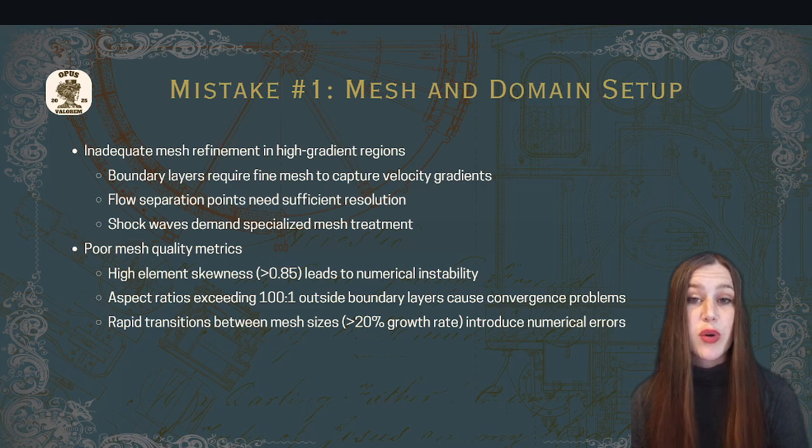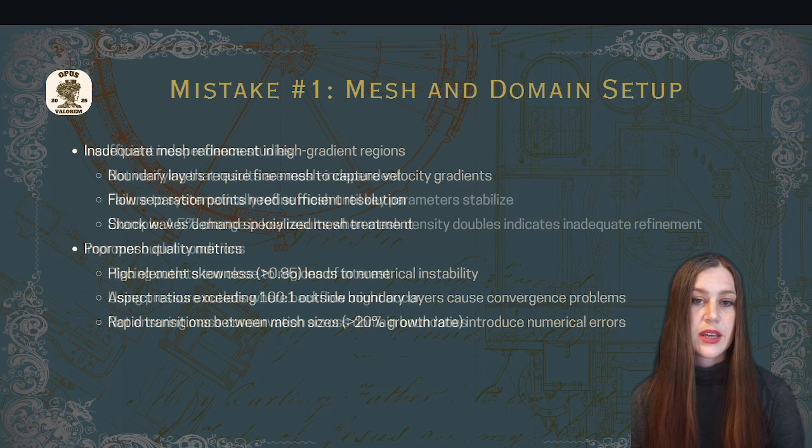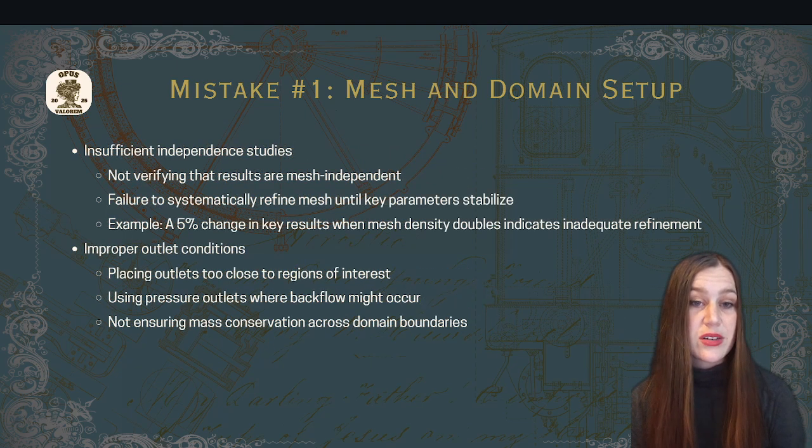Your mesh might have poor quality metrics with high element skewness. Large aspect ratios and rapid transition in mesh sizing can cause numerical instability. You might not verify that the results are mesh independent, where the key results don't change by more than 5%, and you might have improper outlet conditions, where the boundary is too close to the region of interest, or there might be backflow on a pressure boundary, or your mass conservation is not addressed across domain boundaries.